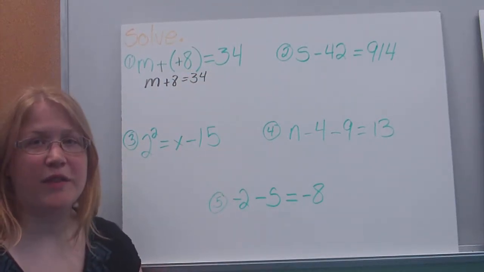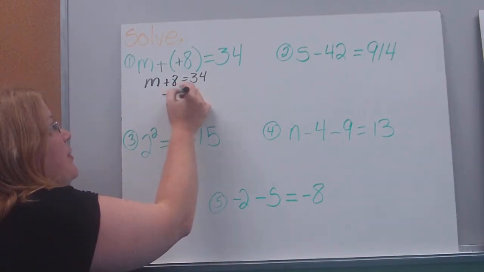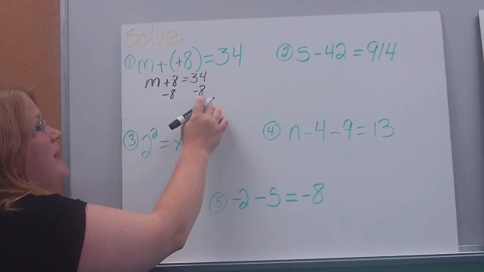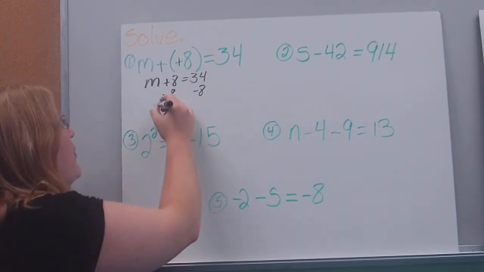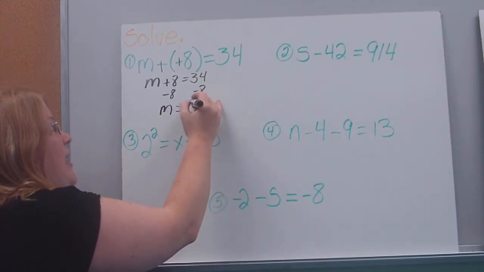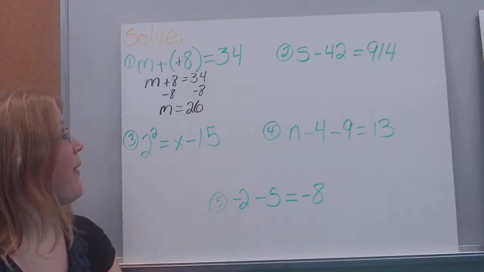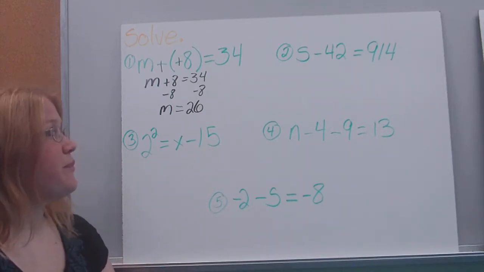This is what we solved yesterday in the other video, solving addition equations. So now I just need to subtract. If I subtract from this side, I'm going to subtract from the other side as well. I've isolated my variable. 34 minus 8 gives me 26. And again, you can plug it back in to make sure that you're right.